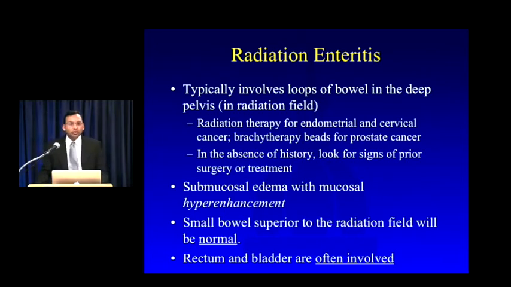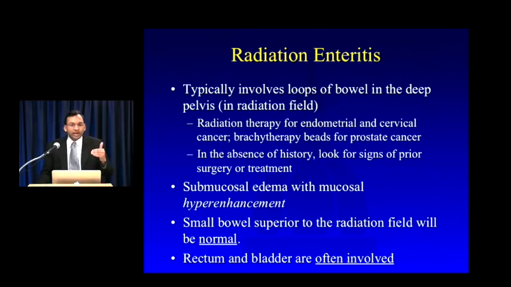Now, if you don't have a good clinical history, but you do see bowel loops that are affected in a classic distribution, look for signs of prior surgery or treatment. So look for a hysterectomy, look for those brachytherapy beads, findings that can at least suggest that this patient has prior malignancy. The affected bowel loops typically will look a lot like those vasculitis cases I showed earlier, submucosal edema with mucosal hyperenhancement. But the key to making this diagnosis is that the bowel loops are affected in a very specific distribution.